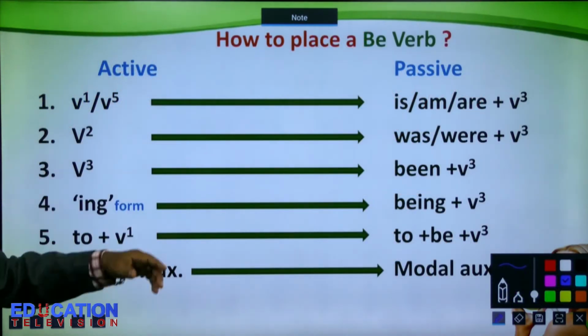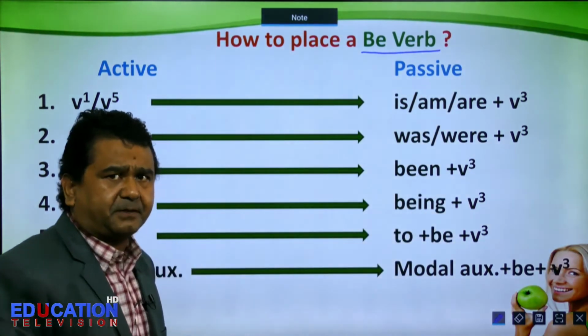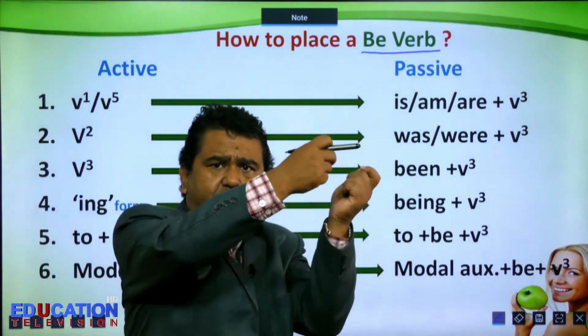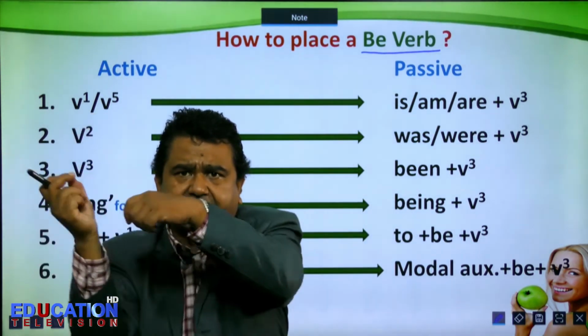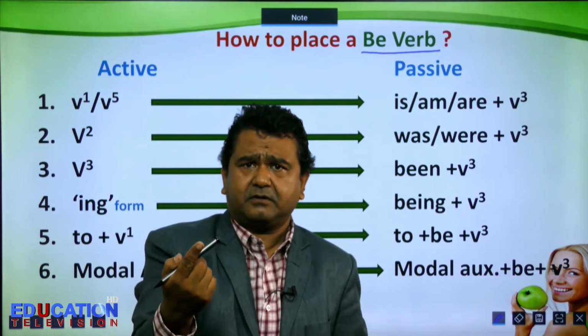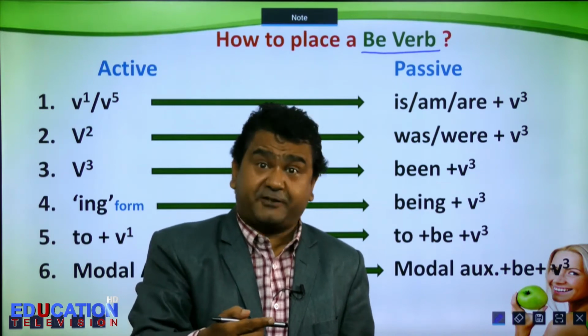How to place a be verb. Here be verb refers to be verb. Some people say to be verb as well. We know object is drawn here as subject, and subject as by plus object only when it is a noun. If it is a pronoun, we don't need to.